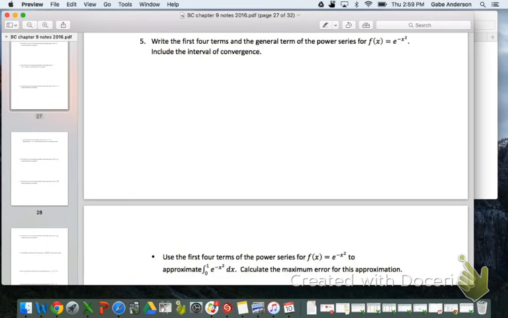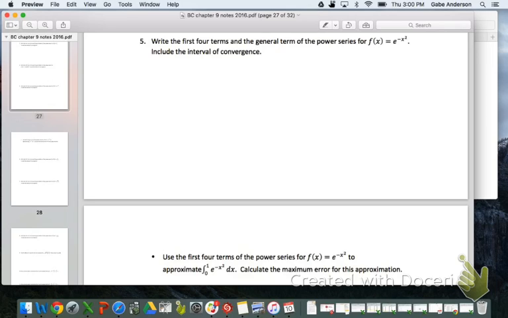This video is for Calculus BC, sections 9.9 and 9.10. We're going to start with number 5. We've already done numbers 1, 2, 3, and 4 in class. Number 5 asks us to write the first 4 terms and the general term for the power series e to the negative x squared.